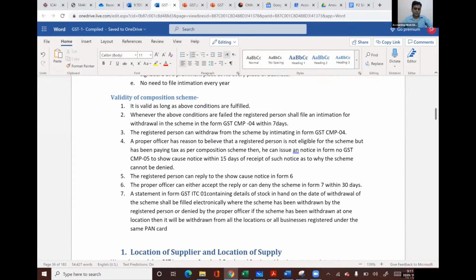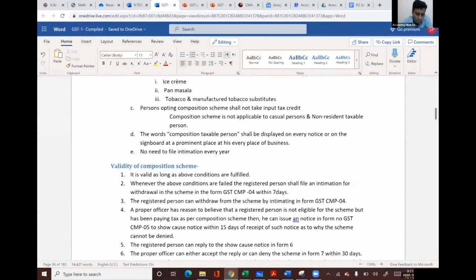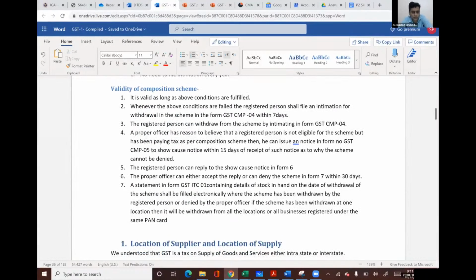Go ahead, fair enough. So we discussed the validity of composition scheme. Read the validity of composition scheme. It is valid as long as the above conditions are fulfilled. Whenever the above conditions fail, the registered person shall file an intimation for withdrawal from the scheme in the form of GST CMP-04 within 7 days. So that means which condition if you are failing?